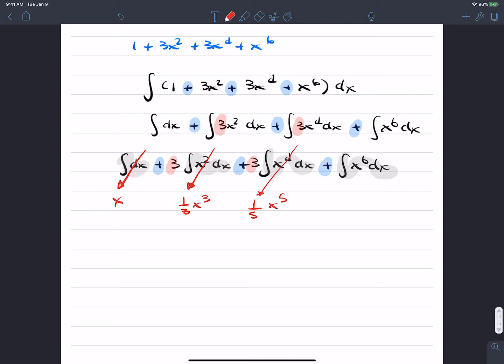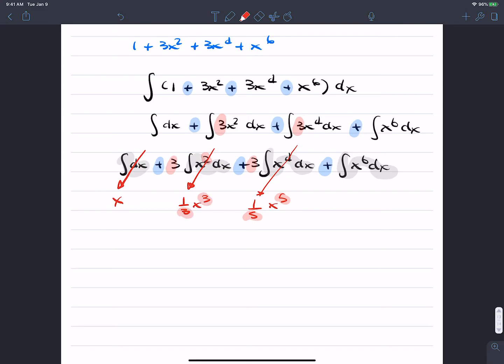Because when I add 1 to the power 4, I get 5. This is the 5 we're talking about right here. I just divide by that new power 5. Like for the prior integral, 2 plus 1 is 3. We're looking here. This is why our power is 3, and we divide by 3.